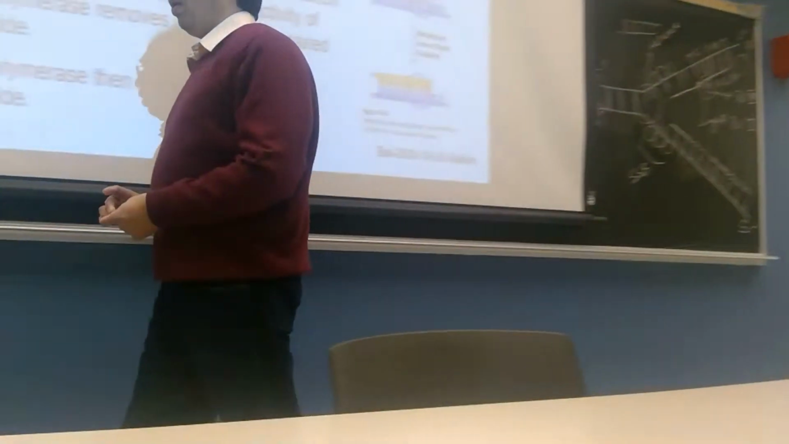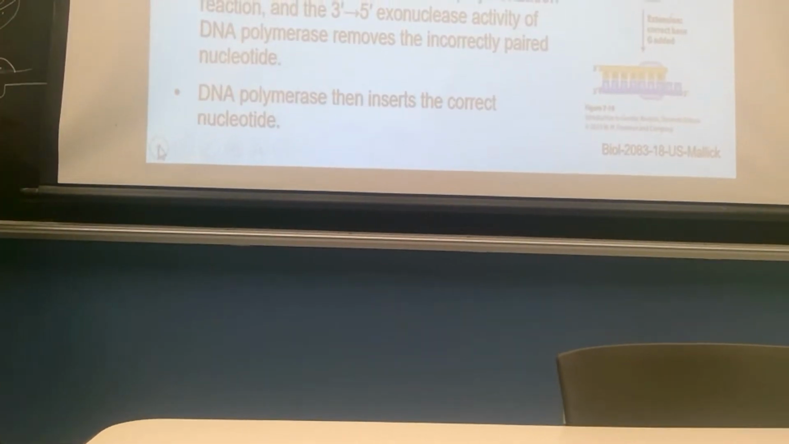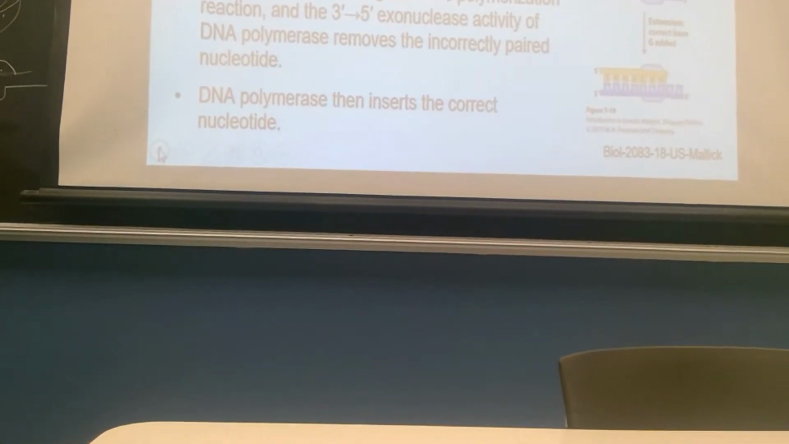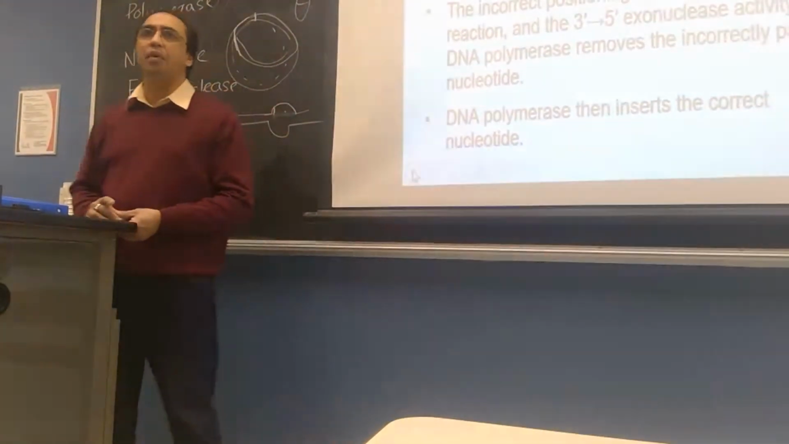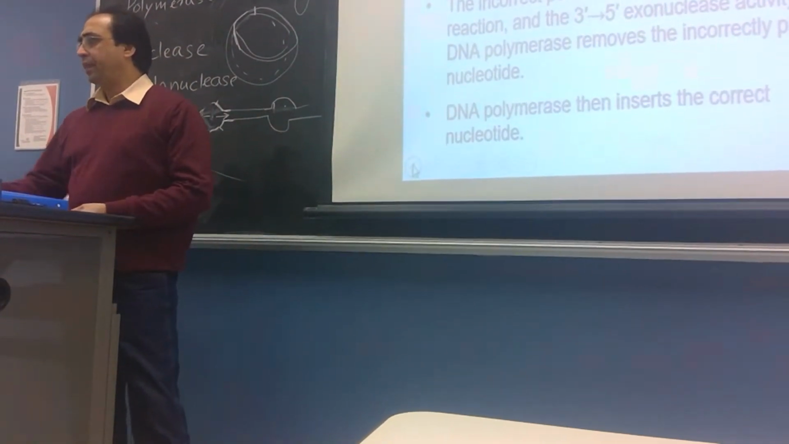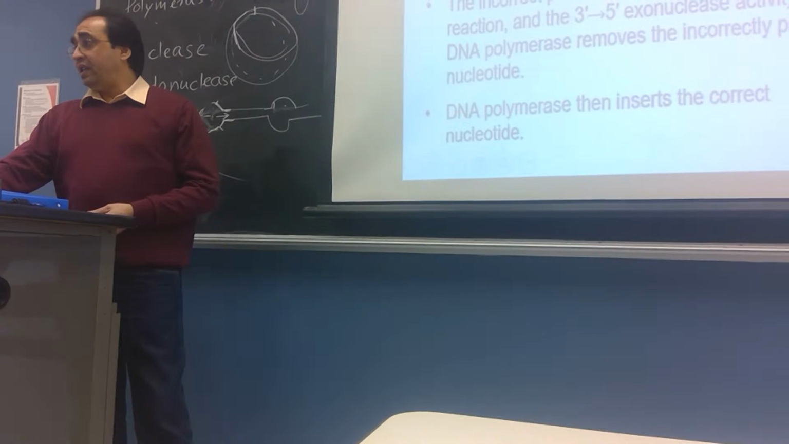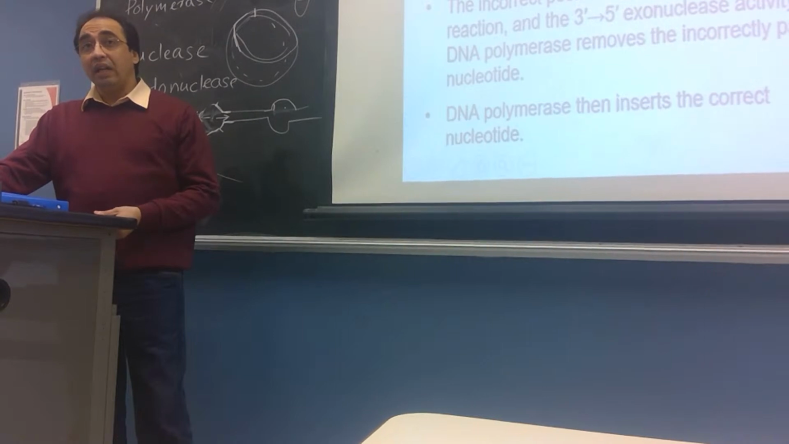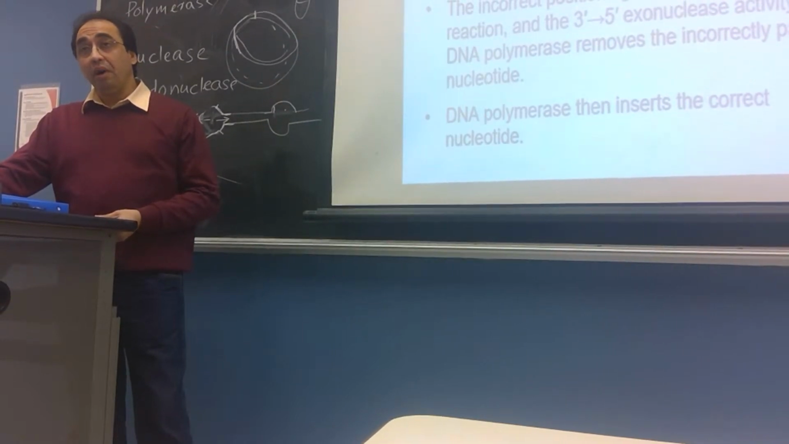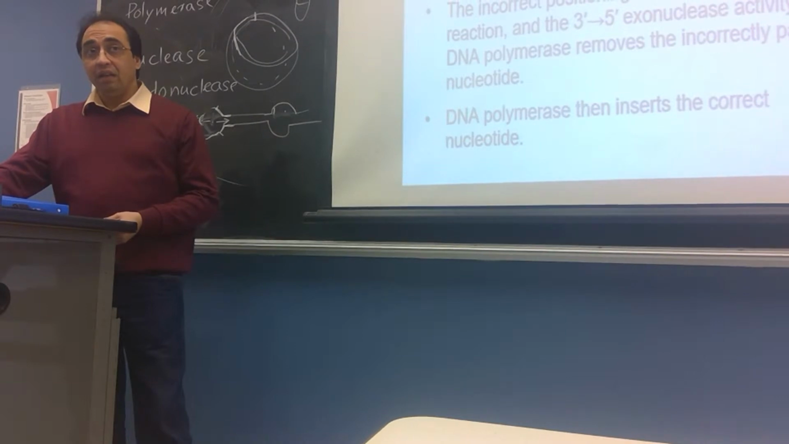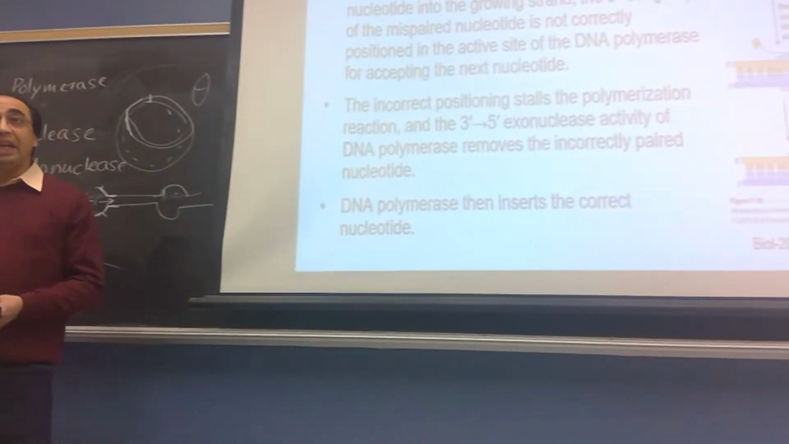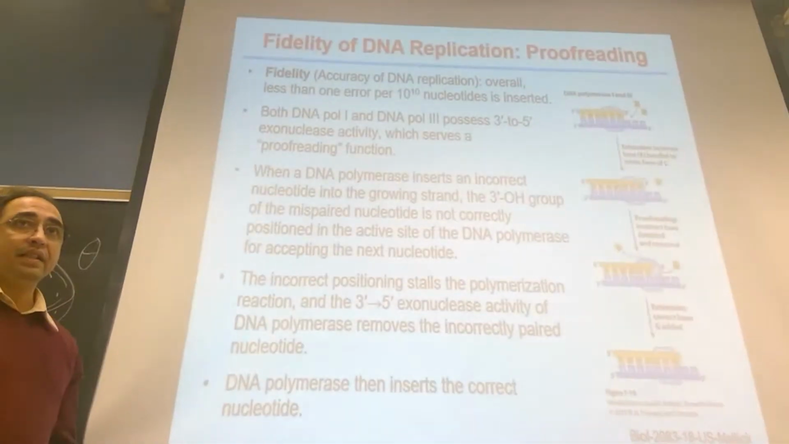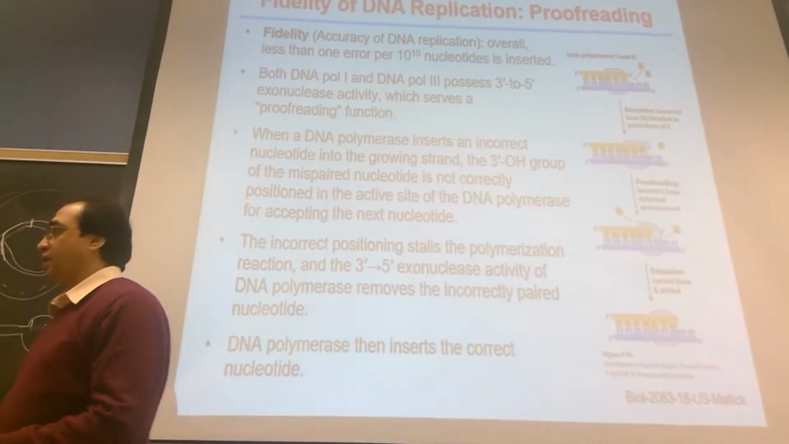And this whole thing is called fidelity of DNA replication. What is fidelity? That means accuracy of DNA replication. DNA needs to be very, very accurate. The same DNA needs to be produced from the parental DNA. And this accuracy is overall less than one error per 10 to the power 10 nucleotides. That means in 10 million, there is only one error. This is the fidelity of DNA replication.